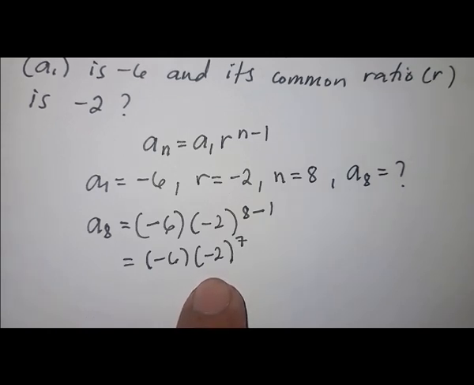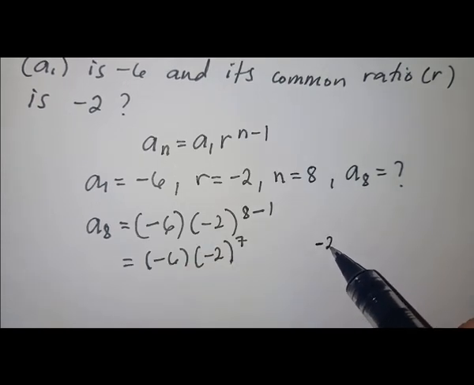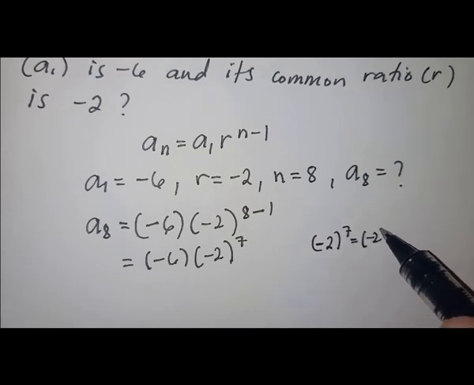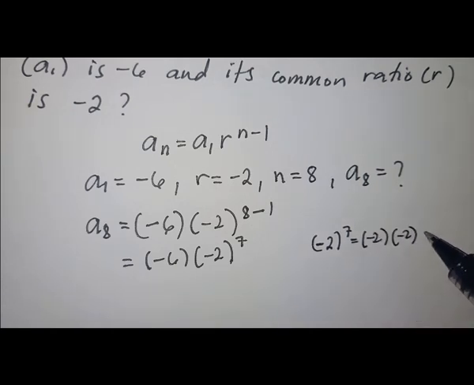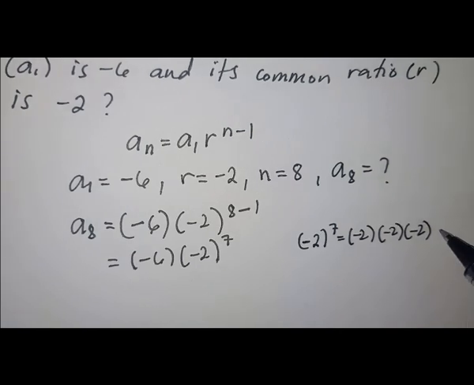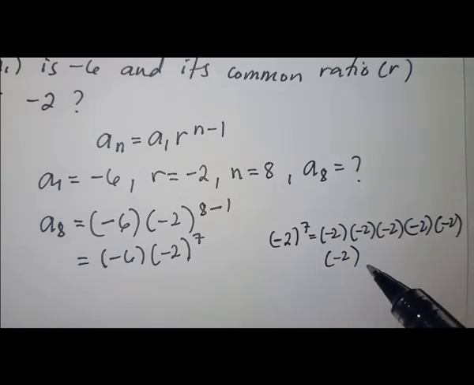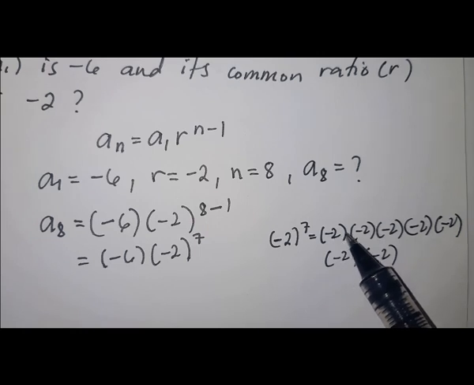Ano kaya magiging result niyan? Positive or negative? So, try natin i-check. So, yung negative 2 raised to 7 is the same as you have negative 2 times negative 2 times negative 2 times negative 2, okay, times negative 2, medyo bitin, dugtong natin sa baba, times negative 2 times negative 2. Okay, so check natin kung pito na. 1, 2, 3, 4, 5, 6, 7.